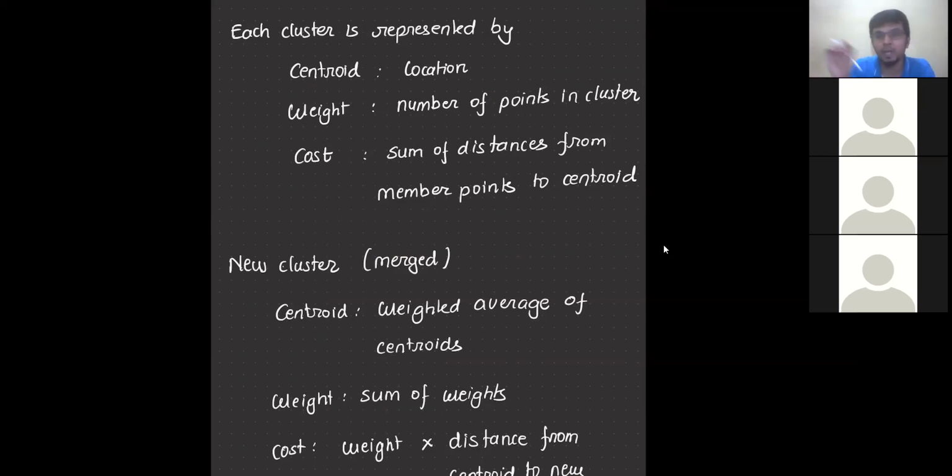So 55, 100. And what's the cost? Cost is the sum of the distances from the member points to the centroid. For each member of the cluster, what's its distance from the centroid, and the summation of this would be the cost of this cluster. These are the three things that we use while merging. We would have the centroid, which is the actual centroid of the cluster, and the weight, which is the total number of points in the cluster.